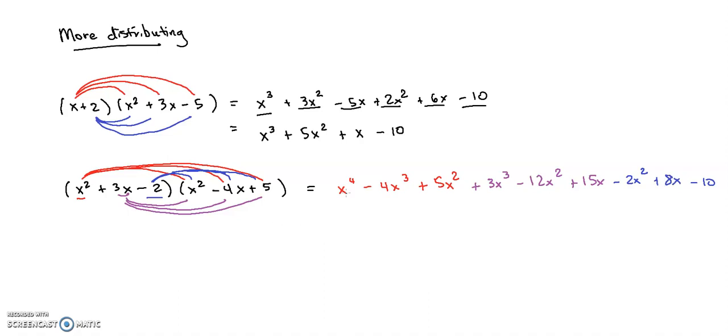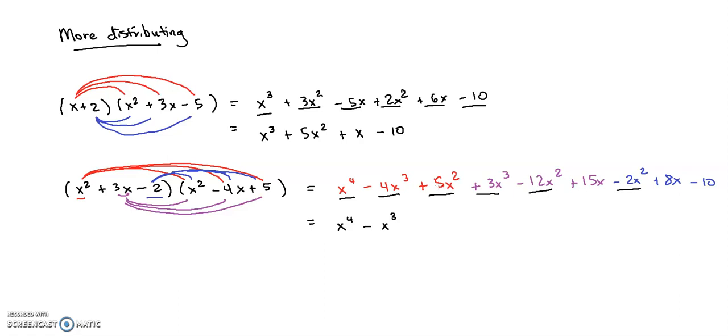All right, now we've got it all multiplied out. We just need to go through and collect like terms. I've only got one x to the 4th, so I just get x to the 4th. I've got minus 4x cubed plus 3x cubed. That's going to give me a minus x cubed. I've got plus 5x squared minus 12x squared minus 2x squared.